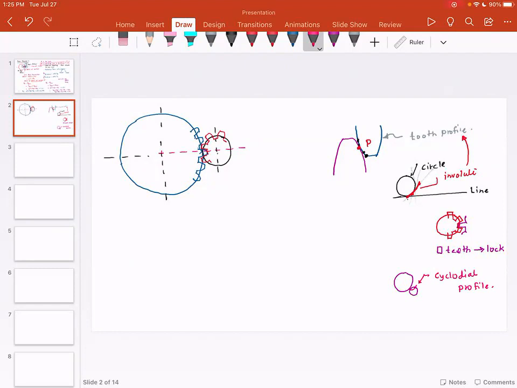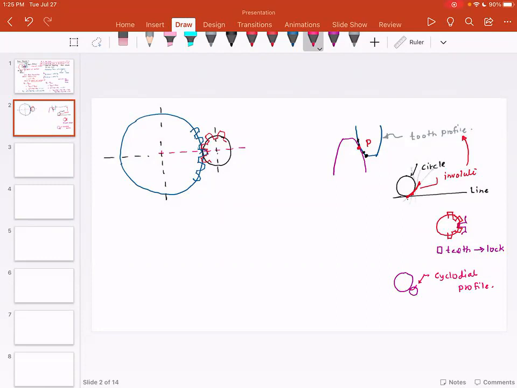And depending upon application, there are advantages and disadvantages. So for an example, involute teeth are easier to cut. The pressure angle you can maintain constant. In the cycloidal gear, they are stronger, but they are usually specialty gears, so they are expensive.